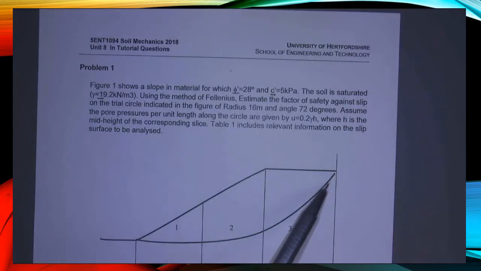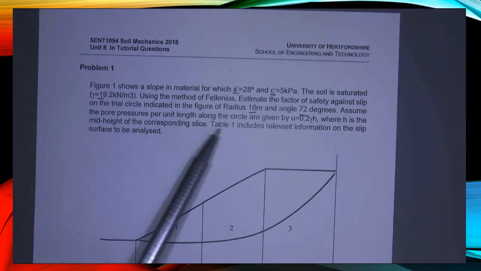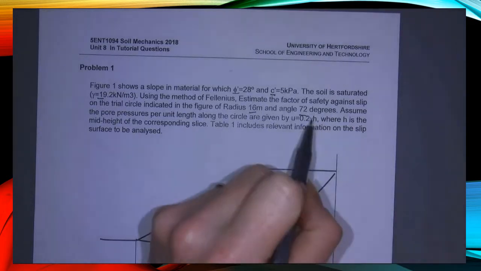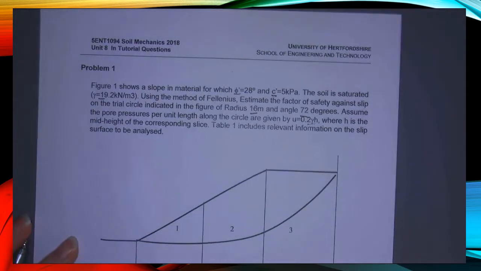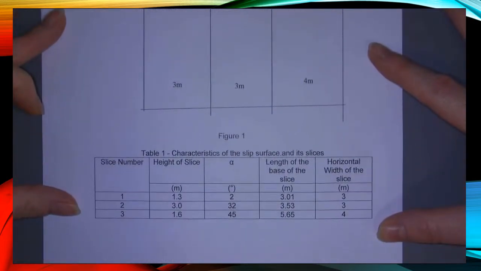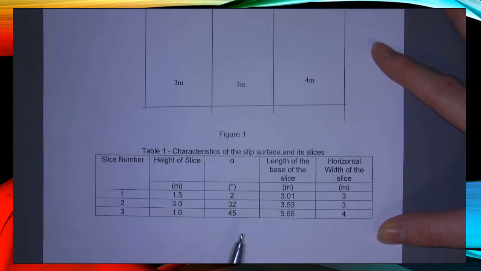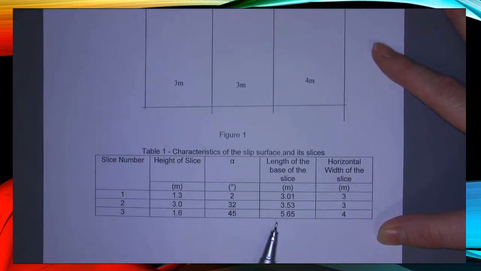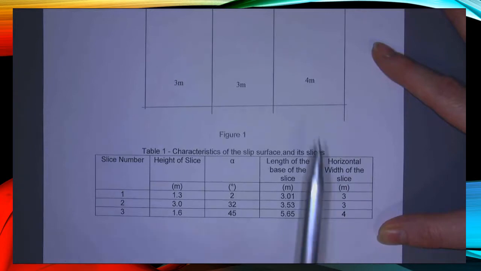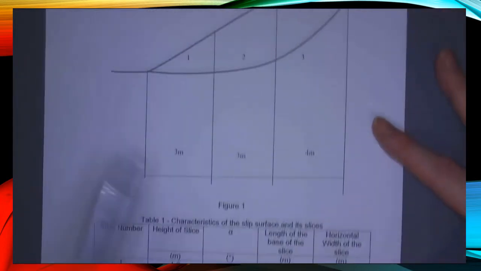The trial circle is this line here, the rotational slip failure line. So, knowing that we have a radius of 16 meters and an angle of 72 degrees, we need to assume the pore pressures per unit length along the circle are given as 0.2 gamma h, where h is the mid-height of the corresponding slice. We also have some additional information in the table that shows us the heights of the slices, the angles that we would find usually from the tangential, normal and perpendicular to the tangential lines, the length of the base and the horizontal widths of the slices. The horizontal widths being this width here, here and here, as you can see on the diagram.